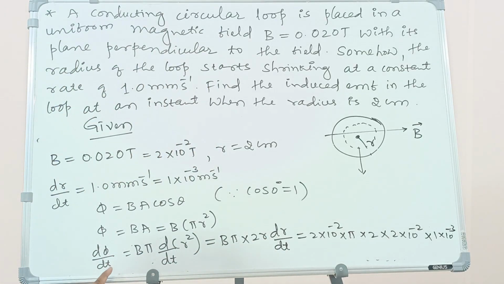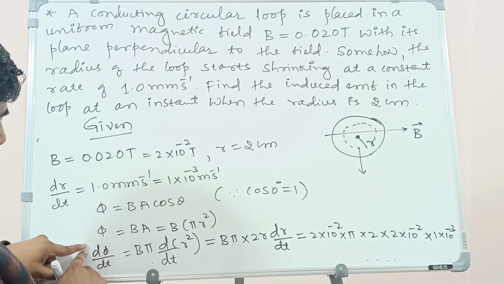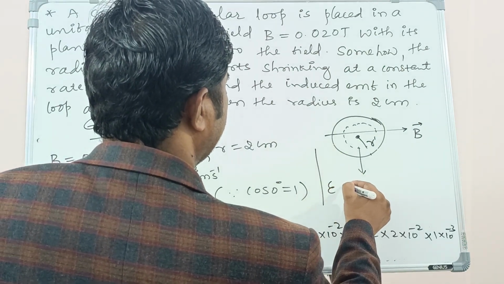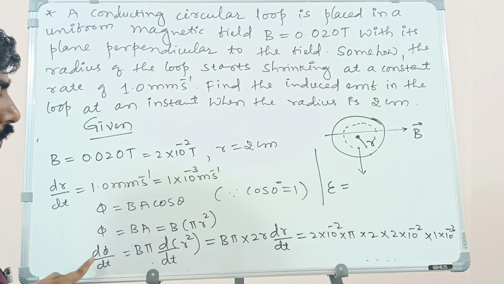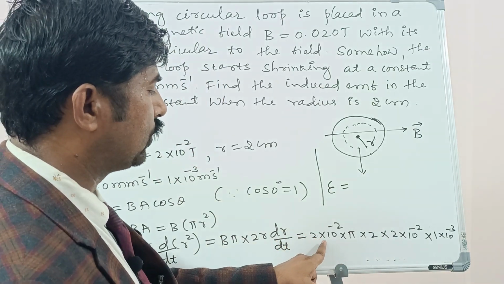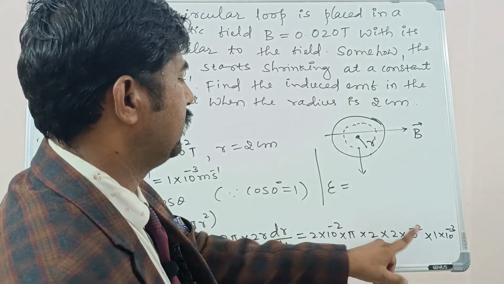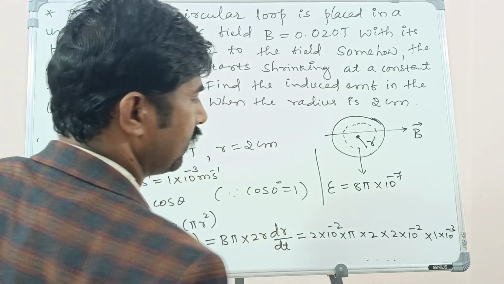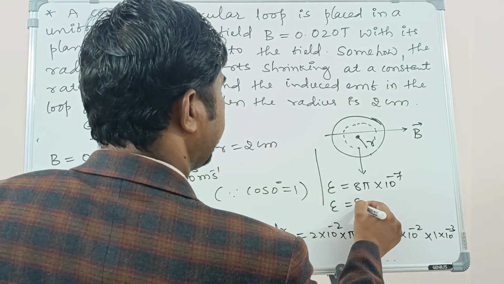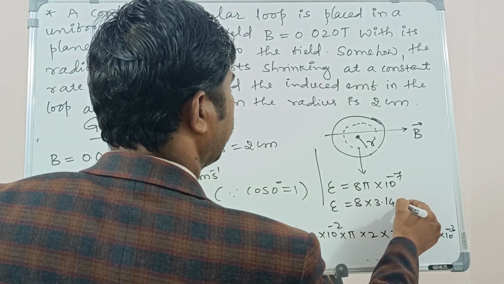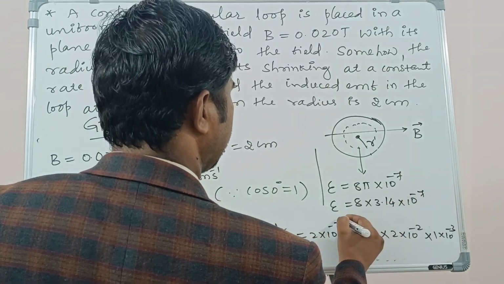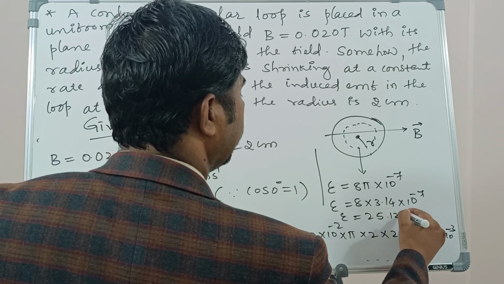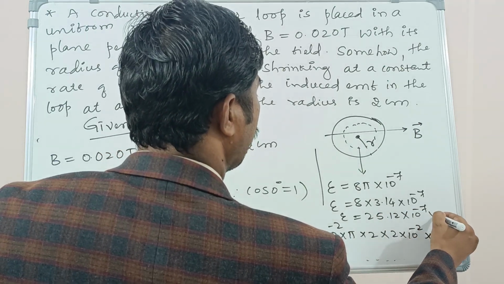Now d phi by dt, the rate of change of magnetic flux, gives the EMF. So E is equal to, multiplying, 2 times 2 times 2 is 8, so 8 pi into 10 power minus 7. If you substitute 8 into 3.14 into 10 power minus 7, then upon multiplication you get 25.12 into 10 power minus 7 volt.